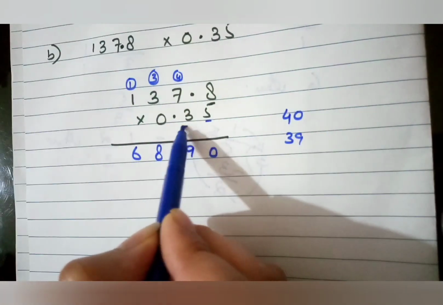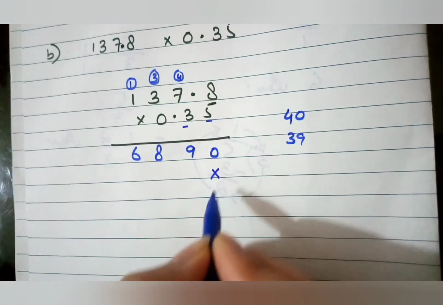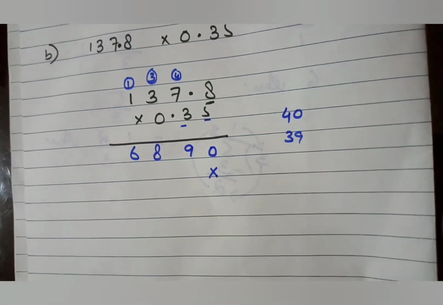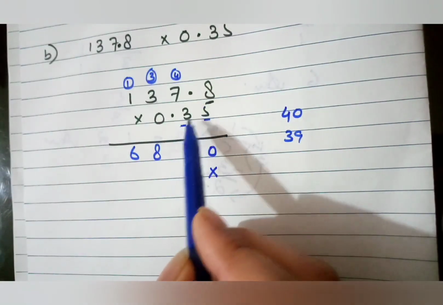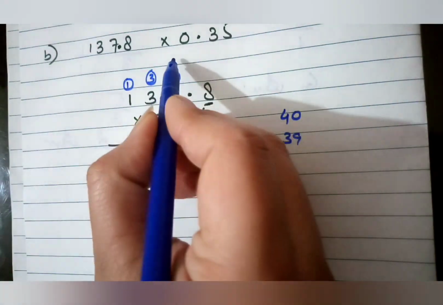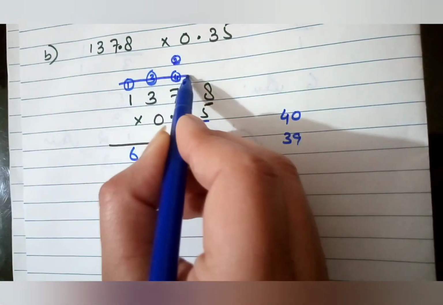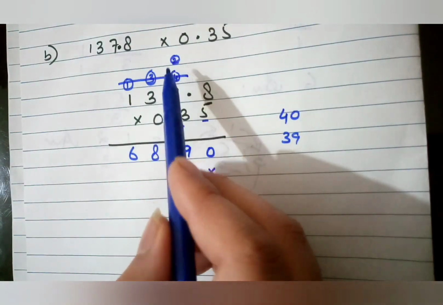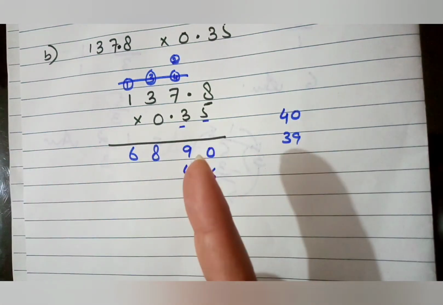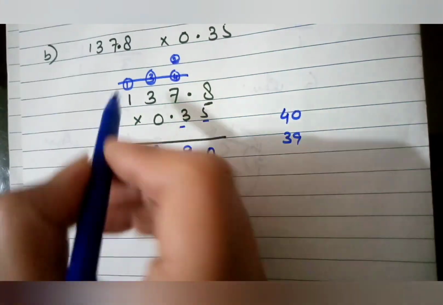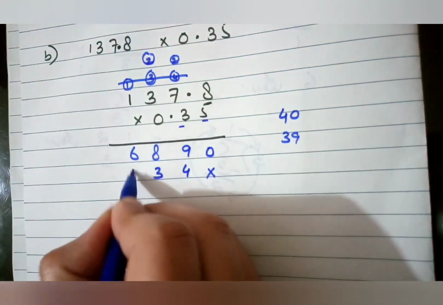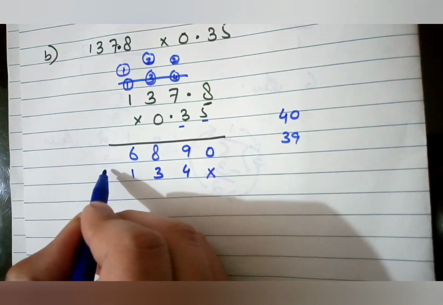Now multiply the next digit with all the numbers. Place the multiply sign here below the first term. Now multiply 3 and 8. 3 8s are 24. Write down 4 and carry 2. I cancel the carry of the first term. 3 7s are 21 plus 2, 23. So write down 3 and carry 2. 3 3s are 9 plus 2, 11. Write 1 and carry 1. 3 1s are 3 plus 1, 4.